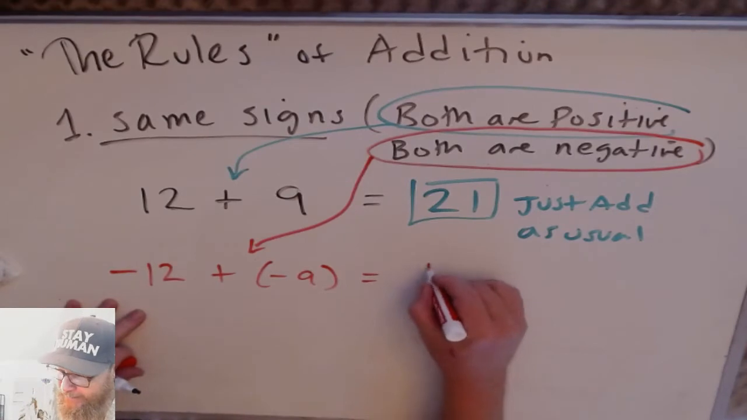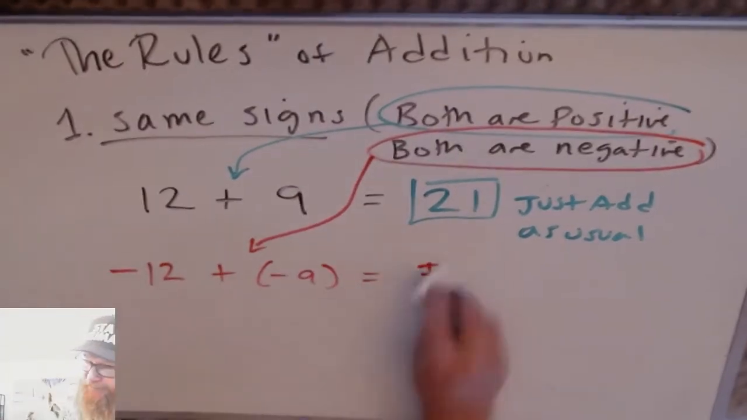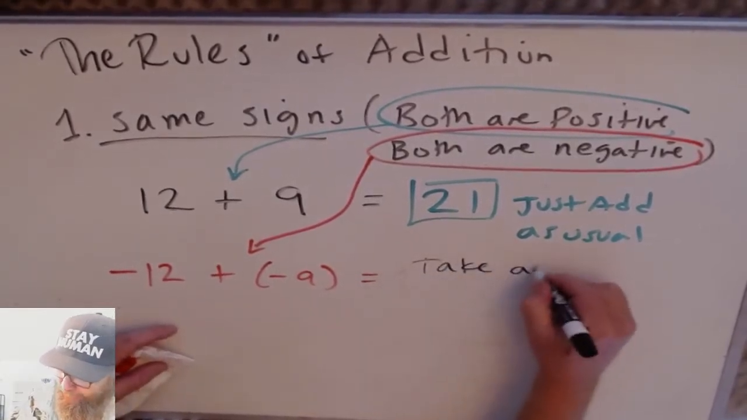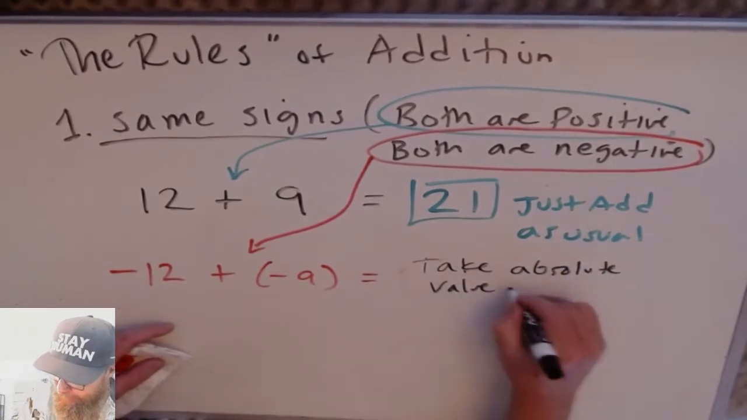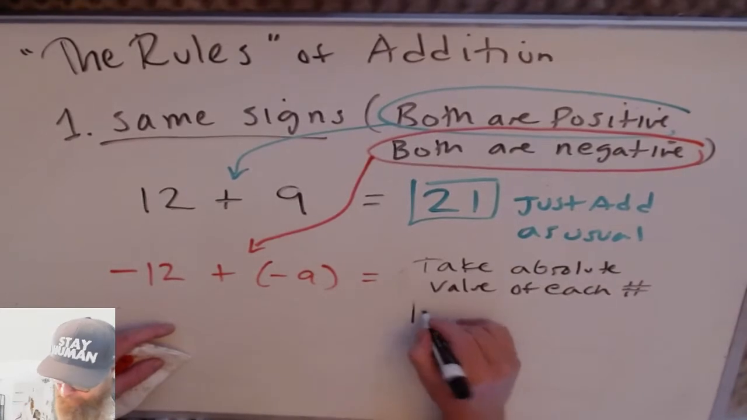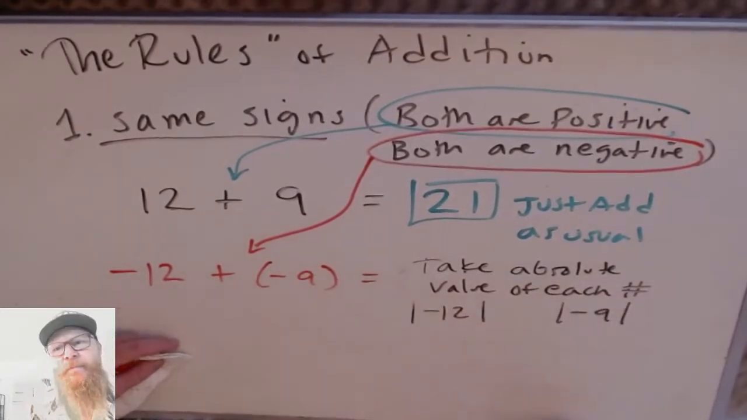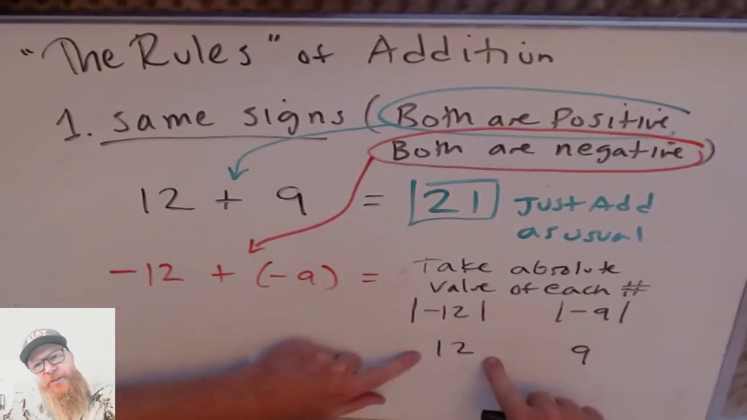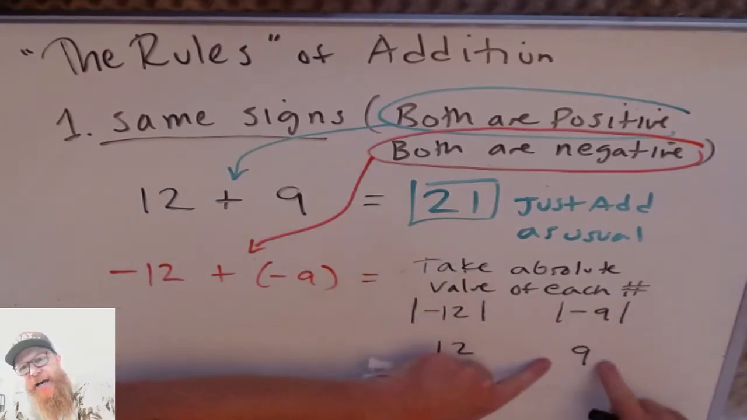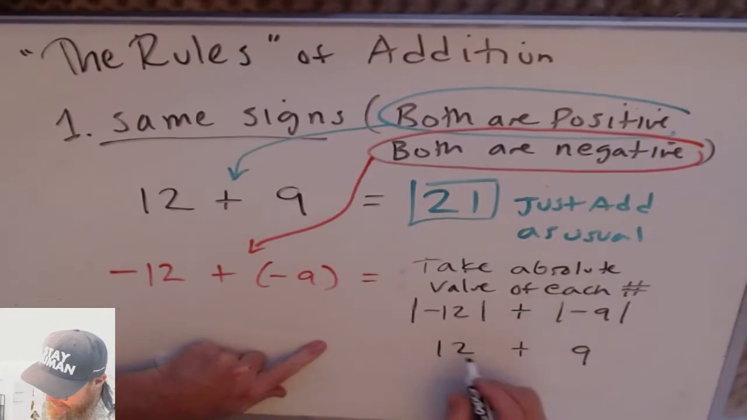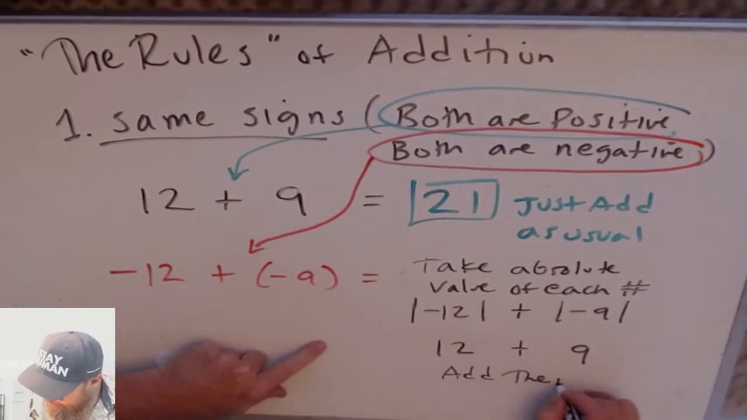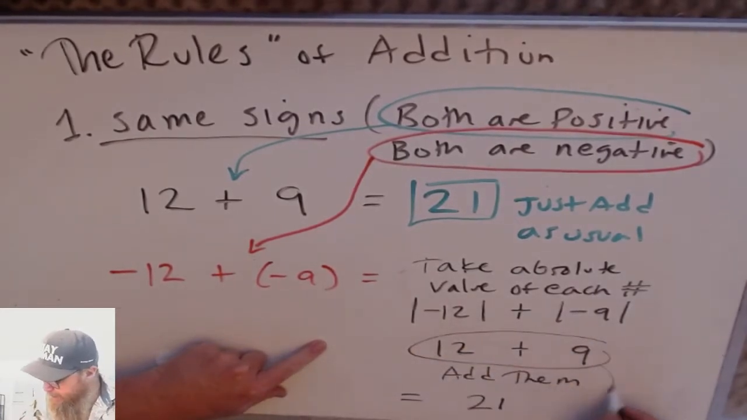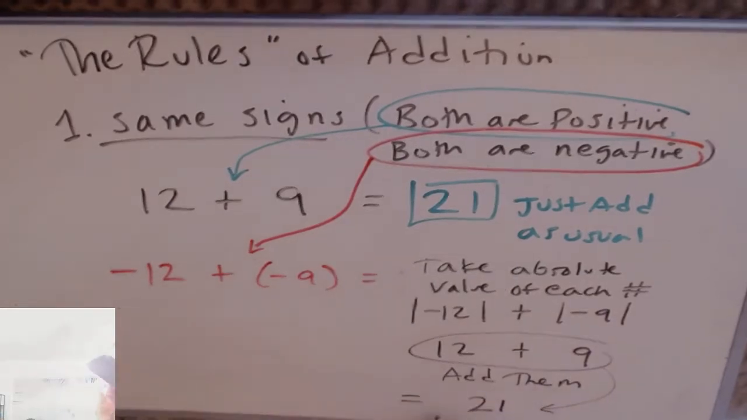If both numbers are negative, what you want to do is take the absolute value of each number. So the absolute value of negative 12 is 12. The absolute value of negative 9 is 9. Add them. All right, so 12 plus 9 is 21. And then replace the negative sign.